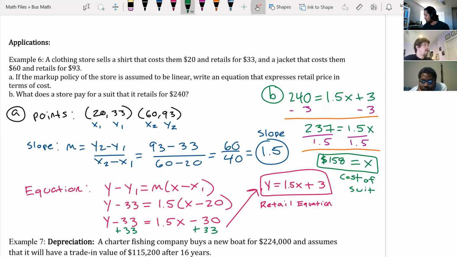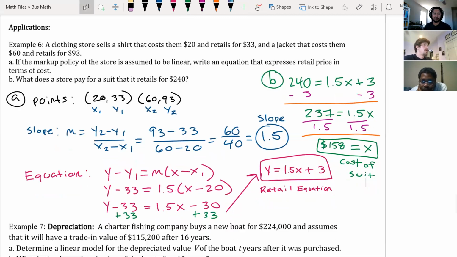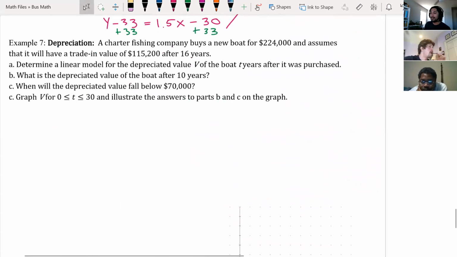No. Okay. All right. Let's do it. Last one for today. Yeehaw.